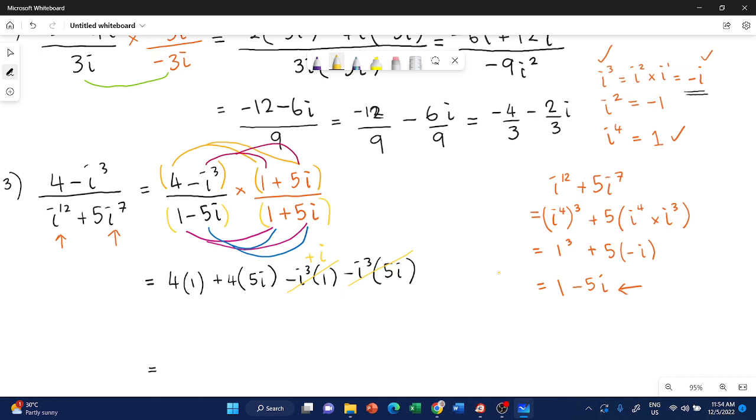Okay, so this part, madam, there is a multiplication between negative i3 times 5i. So we will get negative 5i to the power of 4. So how to simplify here? Negative 5i to the power of 4, what does it become? Change the i^4 into 1. So we get negative 5 only.